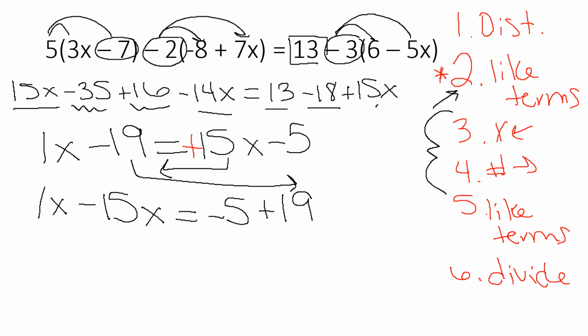All right, so I used my distributive property. Then I added my like terms. Then I moved my x's and my whole numbers. Now I'm going to combine like terms again. 1x minus 15x is negative 14x. Negative 5 plus 19 is positive 14. Different signs, subtract and keep the sign from the bigger number.